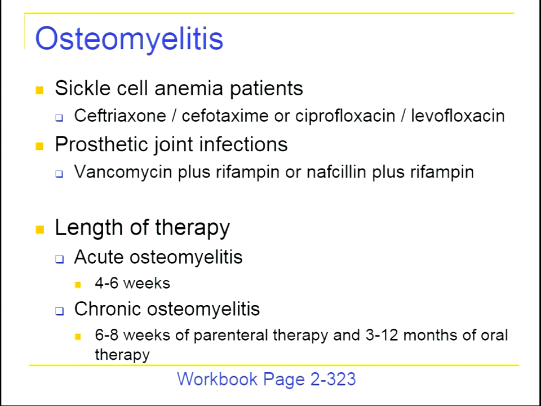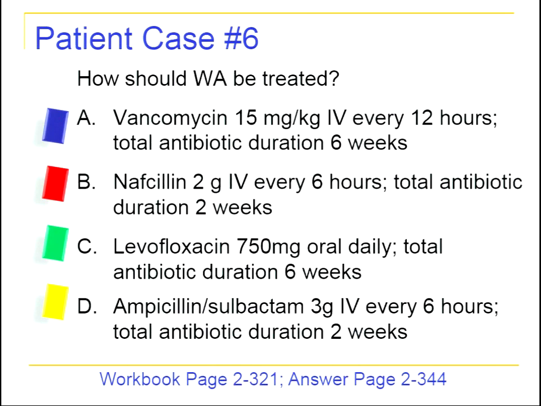With osteo, you always have to treat for a long period of time. Blood flow into the bone is poor, you don't get high antibiotic concentrations, and it takes a long time to clear infection. So 4 to 6 weeks of therapy, and those with chronic osteo, even longer, and potentially up to a year of oral suppressive therapy in those with chronic osteomyelitis.